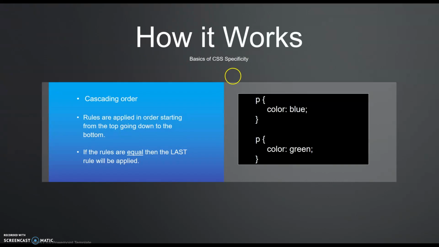So how it works. Because it's a cascading style sheet, that means that the browser is going to read your rules from the top to the bottom. And that means that if there are two rules that are conflicting, that are the same, then the last rule that comes in the style sheet is going to be the one that's applied. So over here in my example, I have two paragraph elements, and they are colored in different ways. The first one is blue and the second one is green. Because this green one comes last, that means all my paragraphs in my document are going to be green.